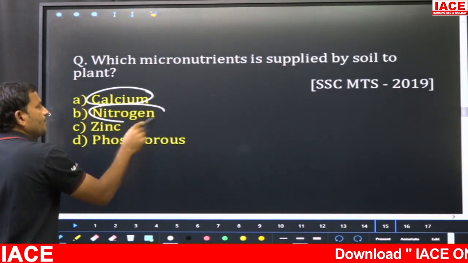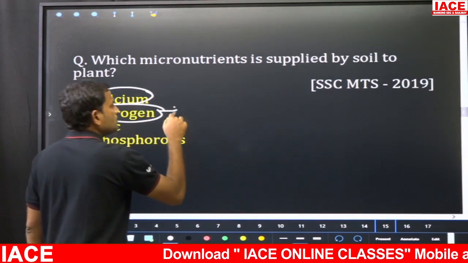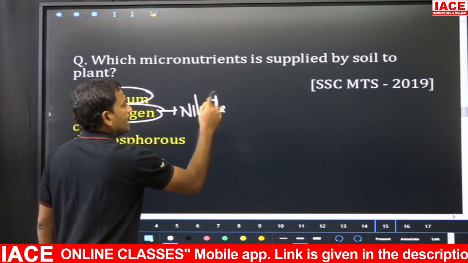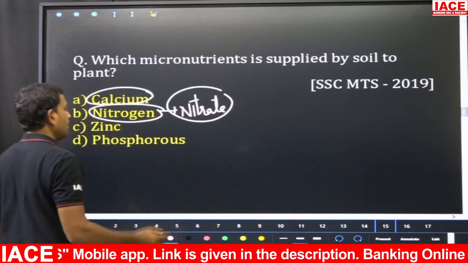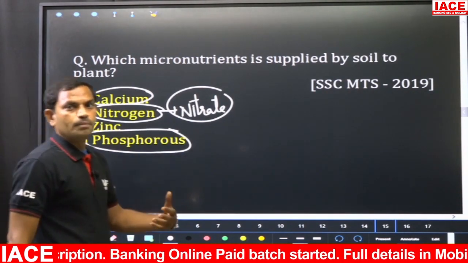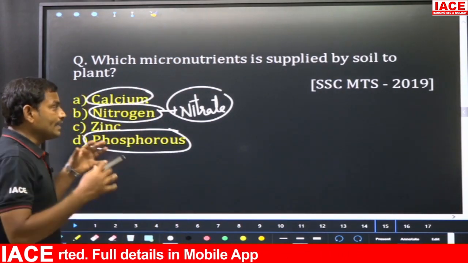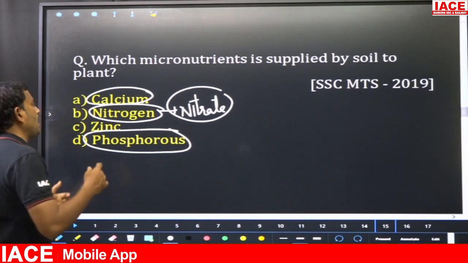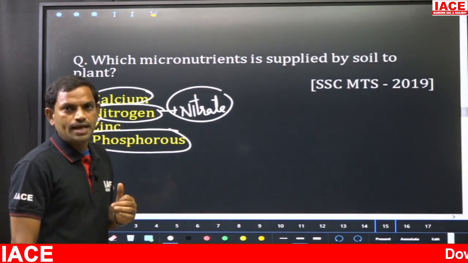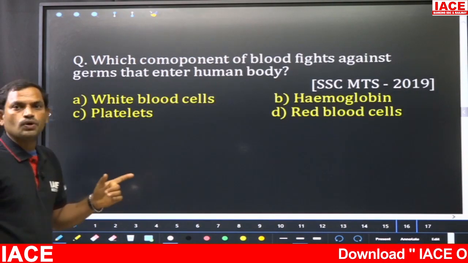Even nitrogen, bacteria also provide it, because plants use nitrogen in the form of nitrates. By using nitrogen fixing bacteria, nitrates are available. Then phosphorus may be added to the plants because of the decomposition process. Now the one directly supplied by the soil to the plants is zinc. Option C is the right answer for this question. Clear? Option C. Get ready for the next. Your time starts now.